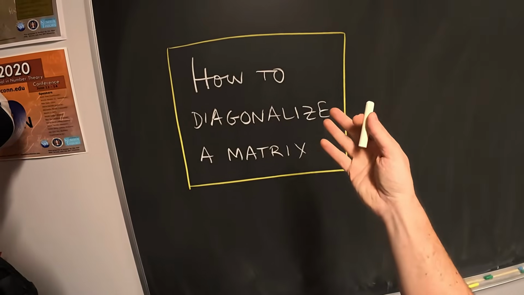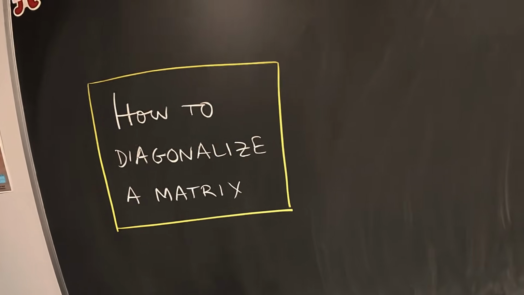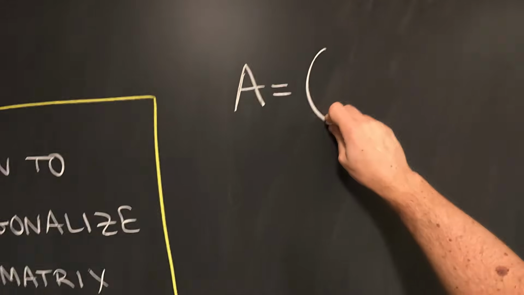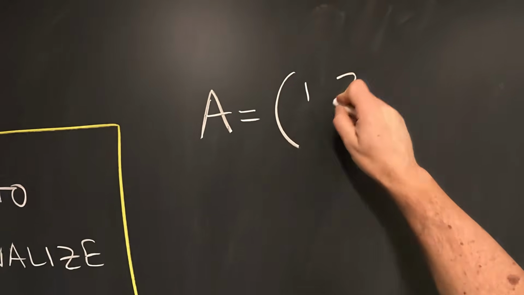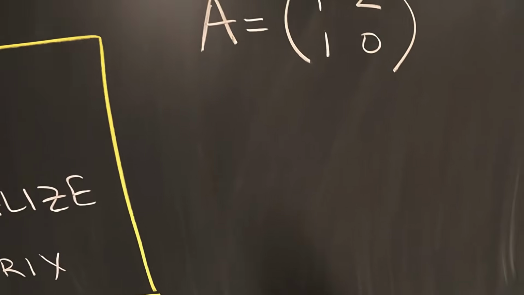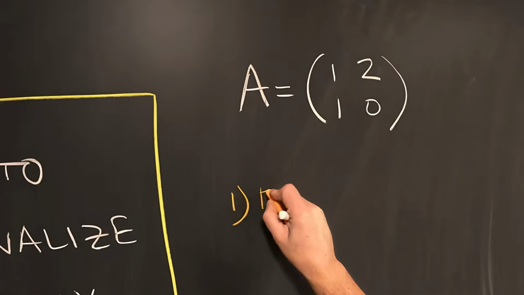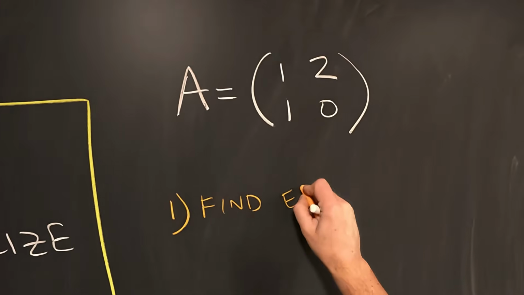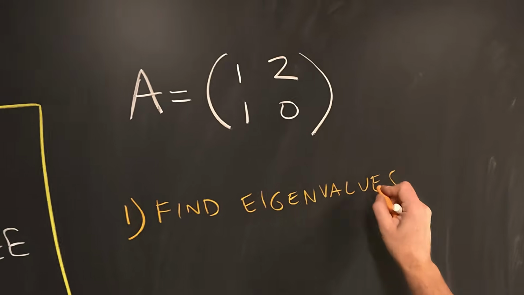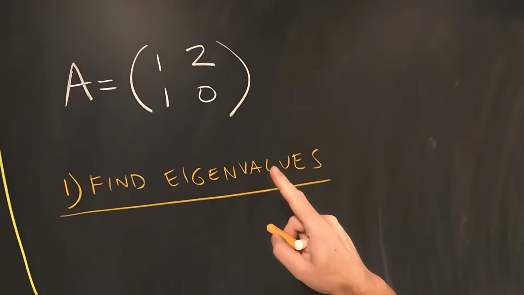Let's give an example of how to diagonalize a matrix. In this case, I'm going to diagonalize, just as an example, the matrix 1, 2, 1, 0. The very first step is to find eigenvectors and eigenvalues. So I'm going to find eigenvalues first, and then I'm going to find the eigenvectors for that matrix.